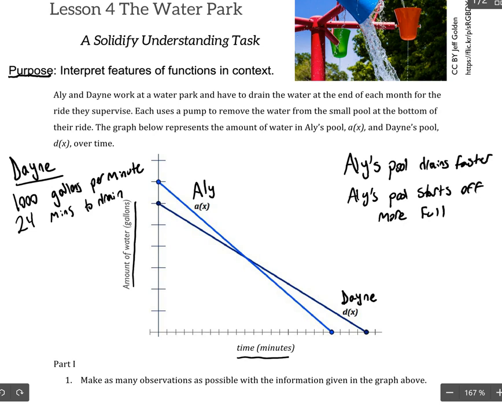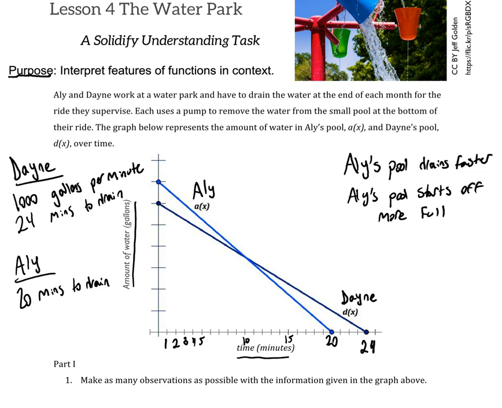So we can go ahead and label this as 24. And so if we check the scale, we now know that the scale is going by ones in terms of minutes. And so that means that Allie's pool takes 20 minutes to drain. So if Dane's pool takes 24 minutes to drain and it's doing 1,000 gallons per minute, we can use some critical thinking to discover that it's going to be 24,000 gallons of water that he started with in his pool.